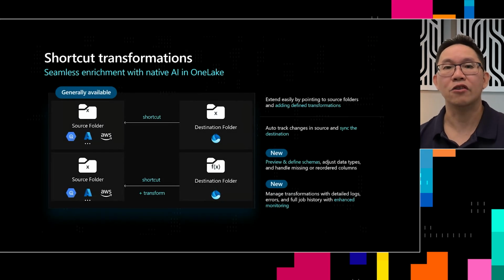Now, next, we're going to talk about shortcut transformation. Shortcut transformations are super cool, and they allow you to enrich your data with native AI capabilities in OneLake. Today, this is generally available, and what it enables you to do is point to source folders on OneLake and start adding defined AI transformations. It will continuously auto-track the changes in the source and sync this with the destination, enriching the data with native AI at the same time.